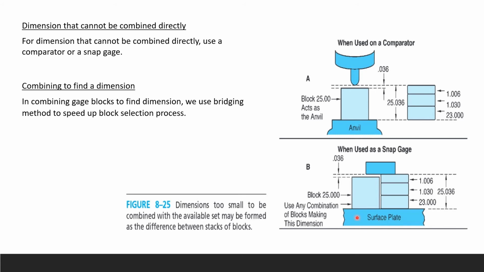So use any combination of blocks making this dimension. You can either use this with that, or you can use the 3 sets right there. Okay, compare the same thing. You can use the 3 blocks a set, or you can use this and the comparator right there with this little gap. So that's 25.036. This is also 25.036. This block and that is going to give you 25.036. And here this stack is also giving you the same.